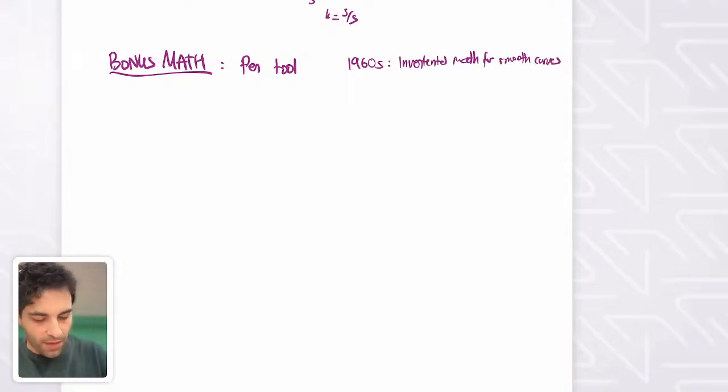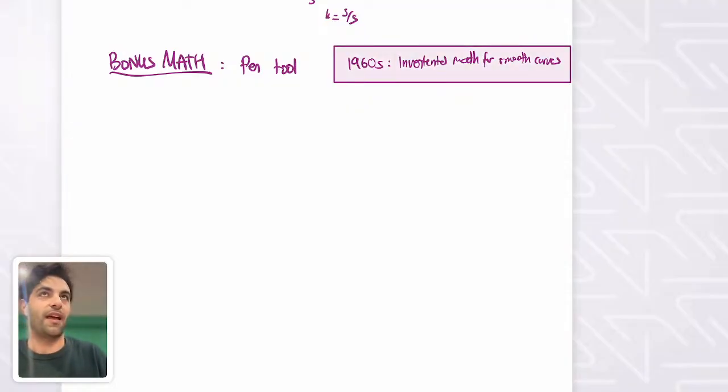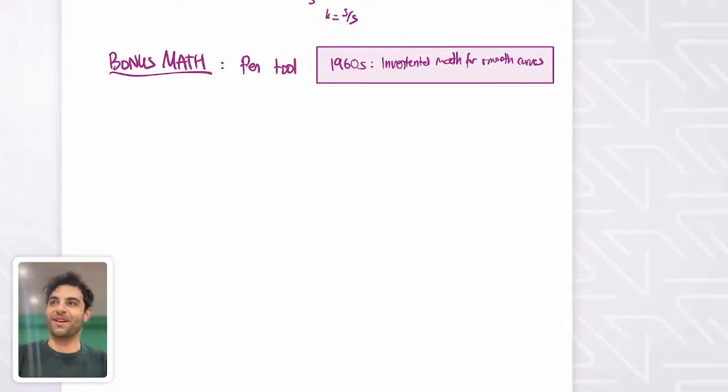So the invention of this math directly led to basically smooth curves in architecture and in design and in cars and even computers these days, right? Fonts still use these. So the question is, how would we do that? So the goal is pretty simple. We want to learn how to draw a nice smooth curve. Fair enough? Or like a smooth curve that looks a little bit like this.